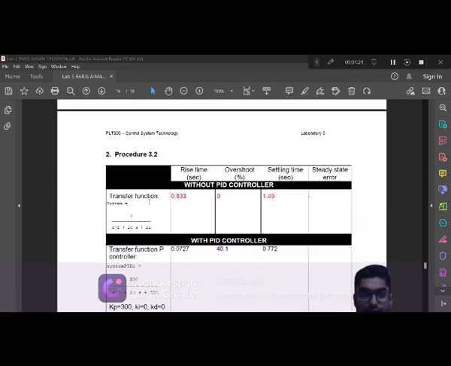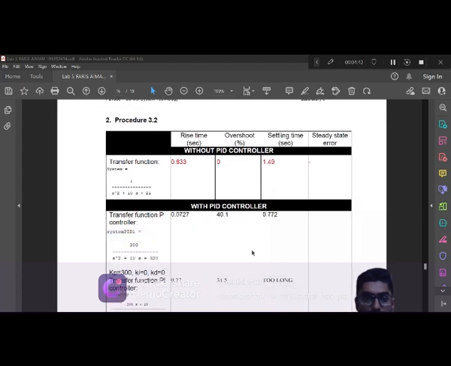Okay, this is for procedure 3.2. For procedure 3.2 we get the rise time. The function is 1 over s square plus 10s plus 21. We get this from calculation and from the graph above: the overshoot, the rise time, the settling time, and the steady state error.